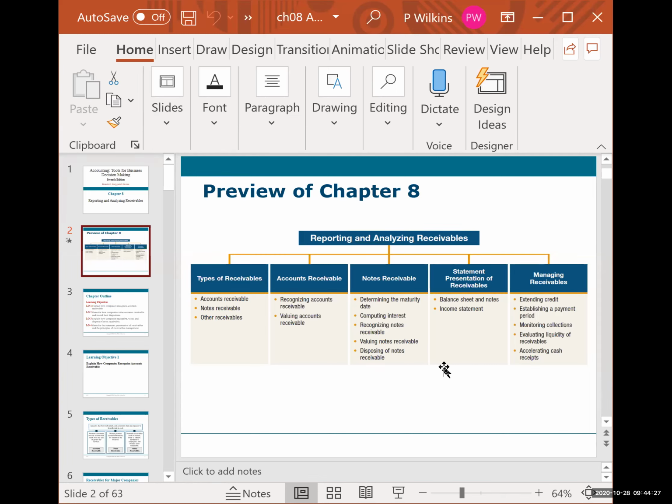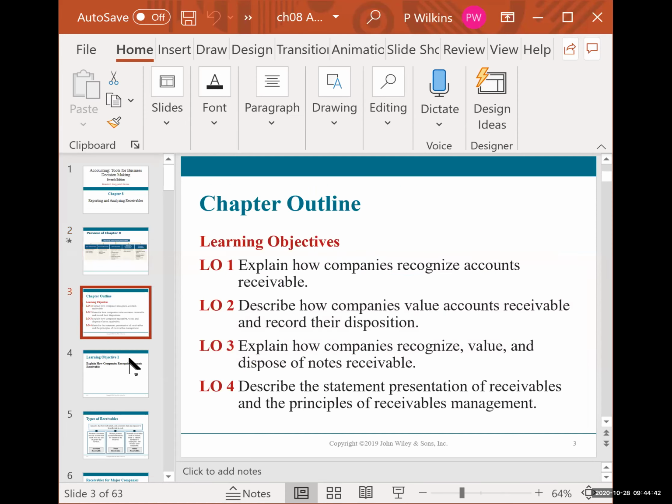We'll get into the notes on Monday, and we'll talk about the statement presentation, and we'll also look at managing receivables on Monday. So today we'll just be covering the accounts receivable part of the class.